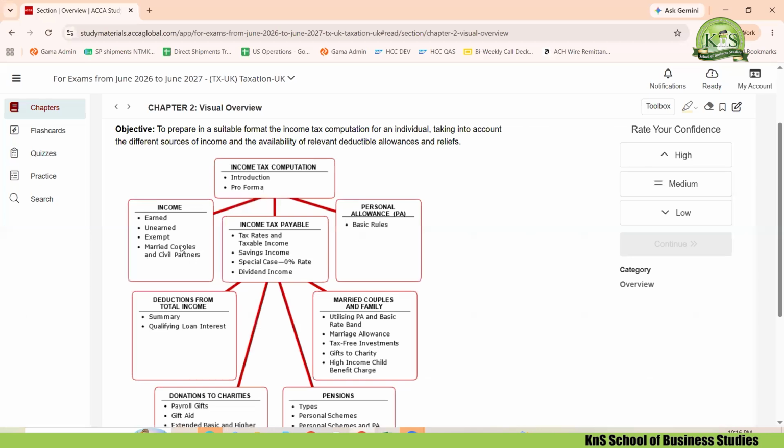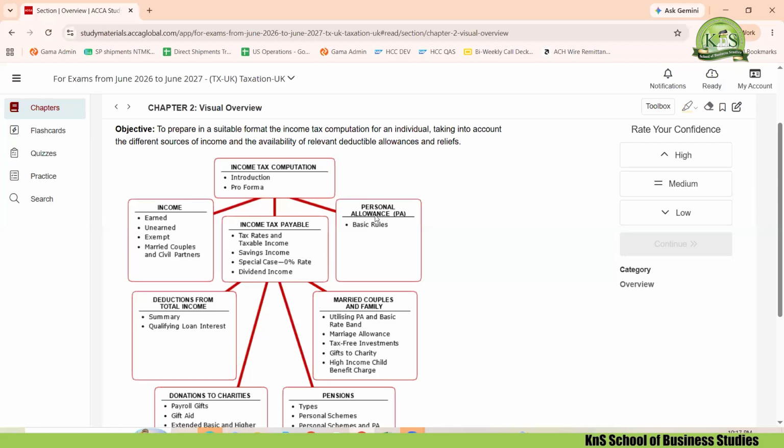Then if we have married couples who are doing jobs together, how does HMRC look at them? Would they be paying joint taxes, or what will they be doing? There are scenarios related to it, which you will see. So, the introduction and the proforma, I've told you this, I'll show it to you right now. These are all the scenarios that will come across when you read income tax.